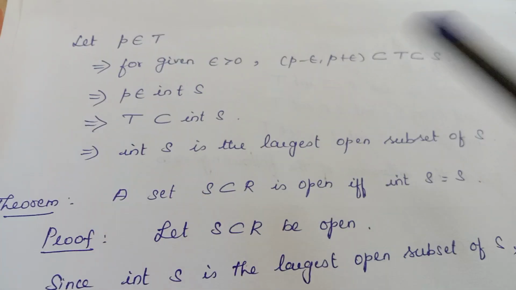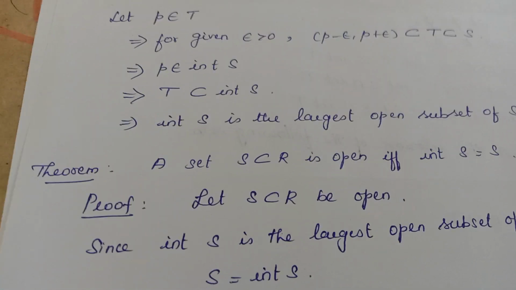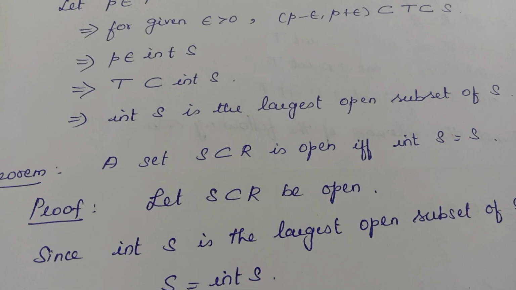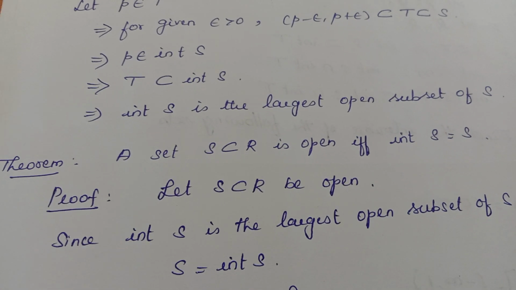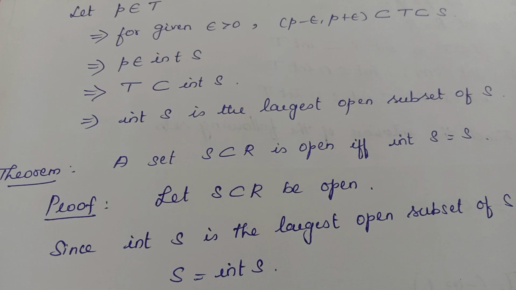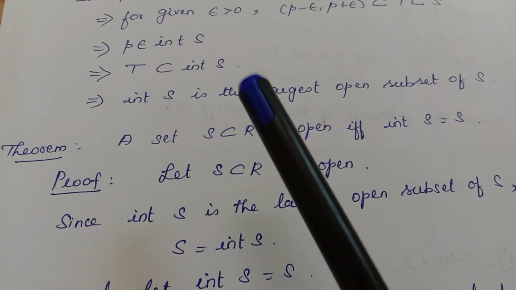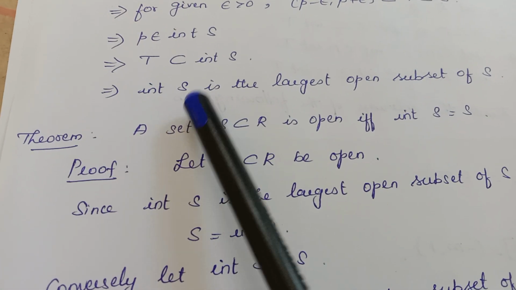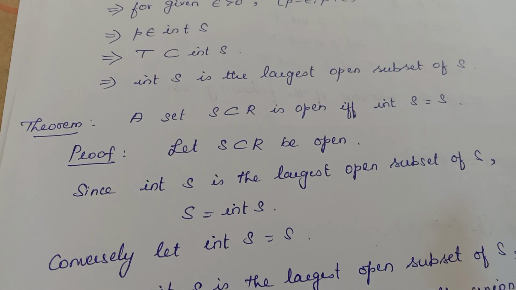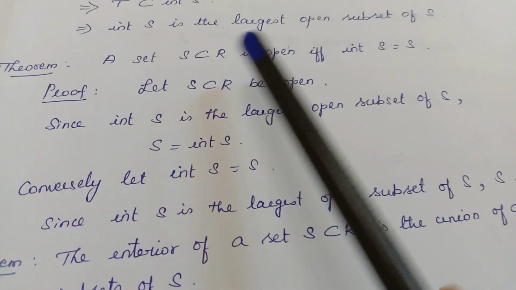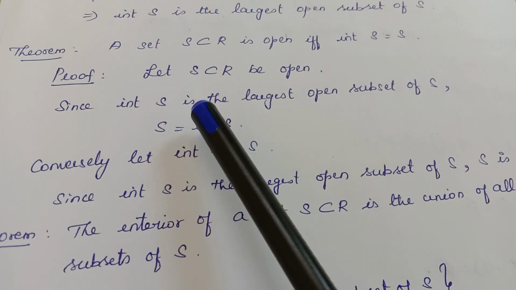So initially we started with a point P in T and we proved P belongs to the interior of S. Therefore, T is a subset of the interior of S. So, whatever open subset of S you take, that is always contained in the interior of S. That means the interior of S is the largest open subset of S.